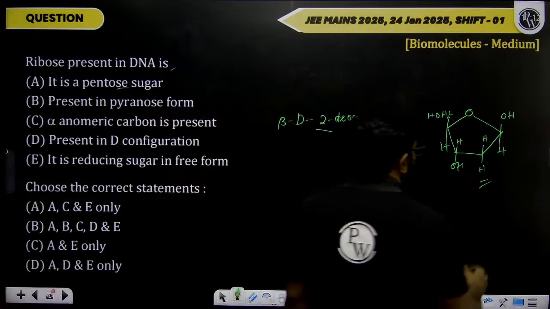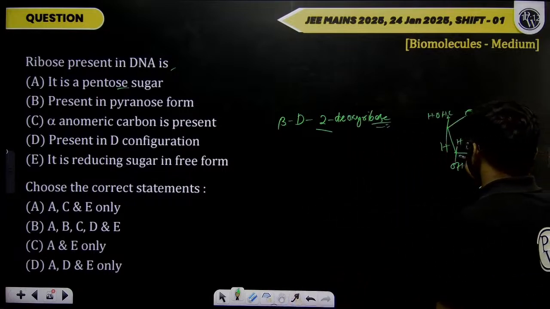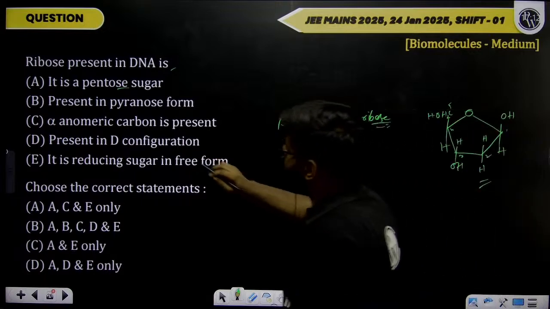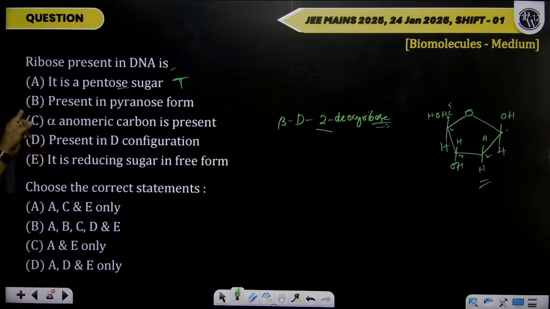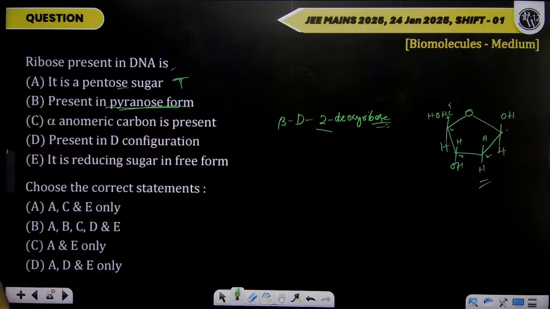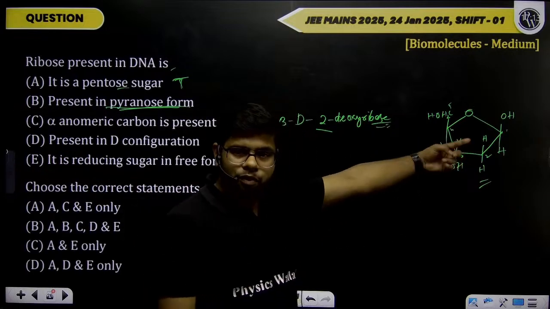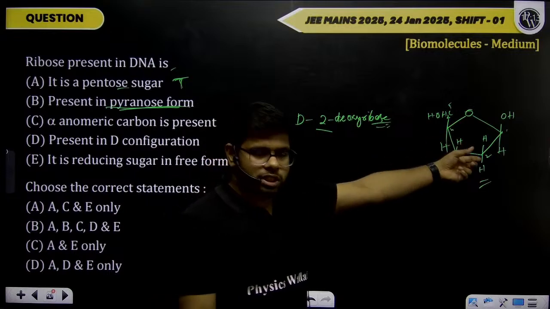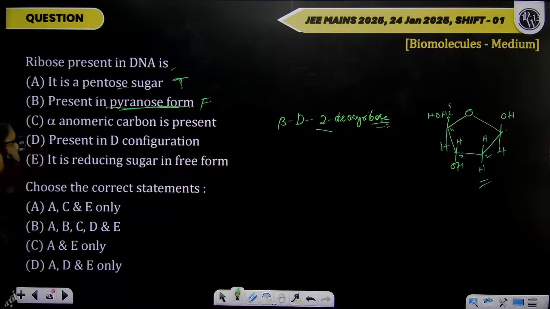Pentose sugar means 5 carbon should be there. So 1, 2, 3, 4, 5. That means this is true. So this is pentose sugar, true. Now, present in pyranose. Pyranose means 6-member ring, correct? Similar to pyran, but it is looking like furan, correct? See this furanose structure. That means this statement given is false. This should be furanose ring.